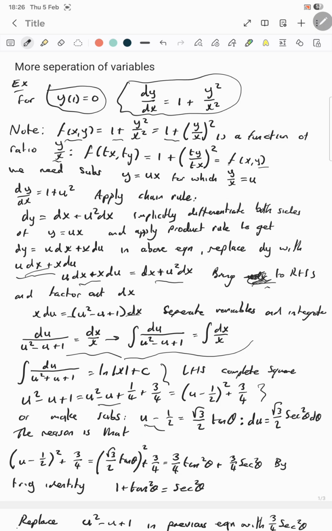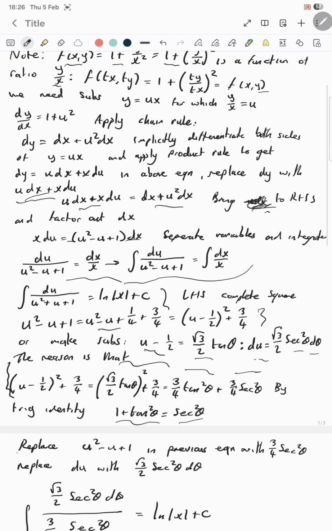substitution u minus 1/2 equals root 3 over 2 tangent theta, such that du equals root 3 over 2 secant squared theta d theta. The reason for that is that this, from completing the square, equals this, which equals this plus this. By the trig identity, 1 plus tangent squared theta equals secant squared theta.